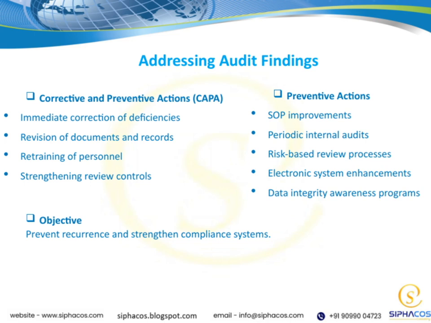First, we're making SOP improvements to ensure our procedures are clear and effective. Regular periodic internal audits are also crucial. They help us identify potential issues early before they become bigger problems. We're adopting risk-based review processes, which means we focus our resources on the areas with the highest potential impact.